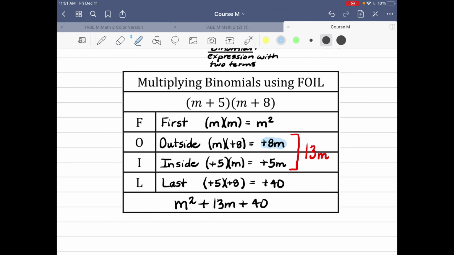Because these two combine to give you this one. M squared, that's this part, plus 13m plus 40. And this is called the product of those binomials.